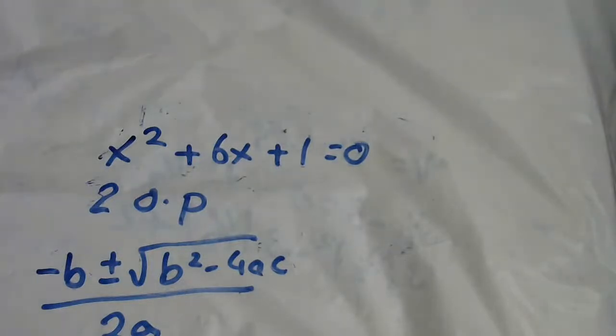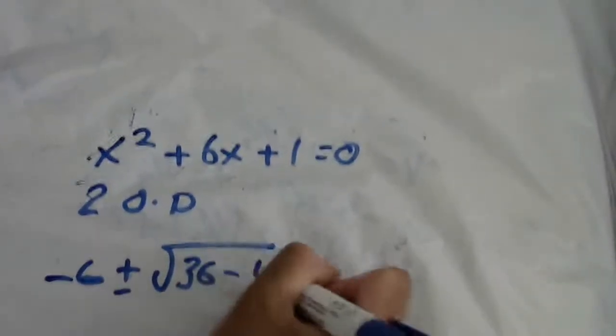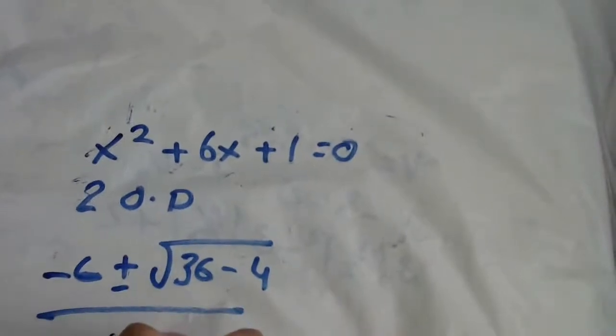Right, I'm going to have to do that one myself, aren't I? Really? I hope I've got a calculator. I'll do it by the formula. Minus b. Good. Let's just do it. So minus 6 plus or minus the square root of 36 minus 4, over 2, which is 2.